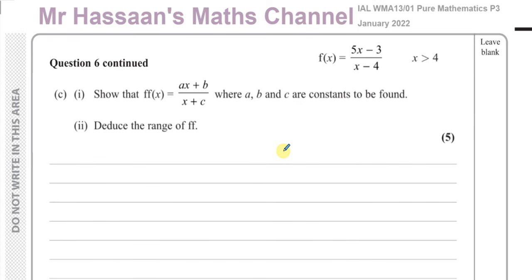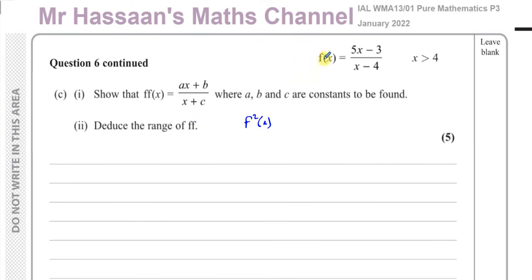Part C says show that f of f of x equals ax plus b over x plus c, where a, b, and c are constants to be found. Deduce the range of f. All right, now this is called a composite function, where we are substituting the function inside itself. This could also be expressed as f squared of x.